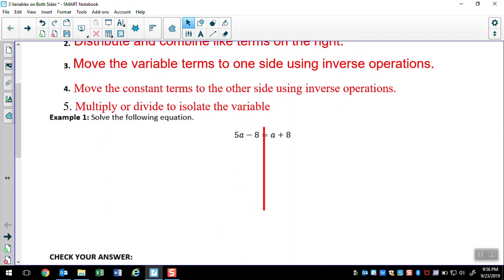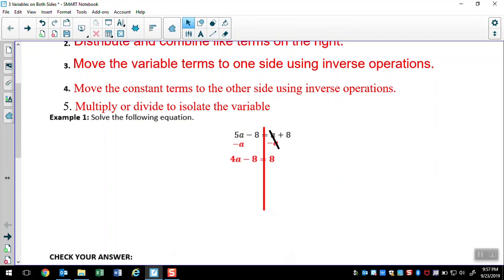Now I'm going to move my variable terms to one side using inverse operations. So I want to get this a here over with the 5a. So to do that, I'm going to subtract a from both sides. So once I do that, that eliminates that one there. Oops, wrong one. Eliminates that one. And that leaves us with 4a minus 8 equals 8. So 5a minus a is 4a. Bring down the minus 8, bring down that 8.